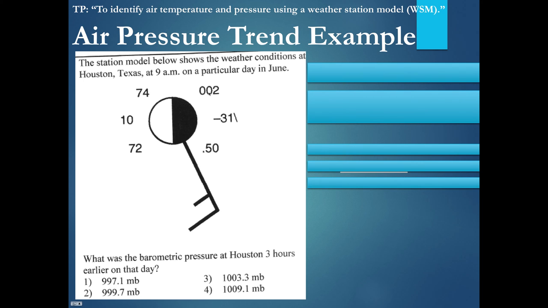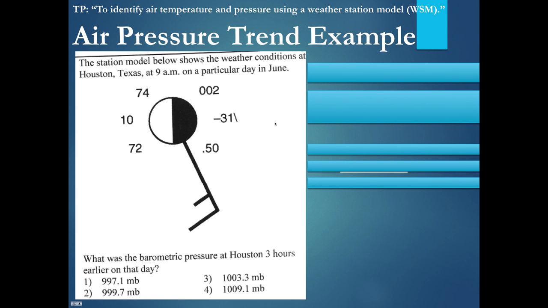The pressure would be 1,000.2 millibars. The number is below 500. We have a negative trend. So it's been decreasing 3.1 millibars over the past 3 hours. And the amount of precipitation we had is 0.5. All right, so what was the barometric pressure at Houston 3 hours earlier on that day?